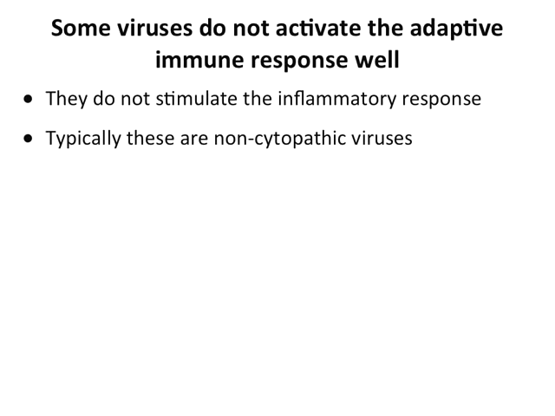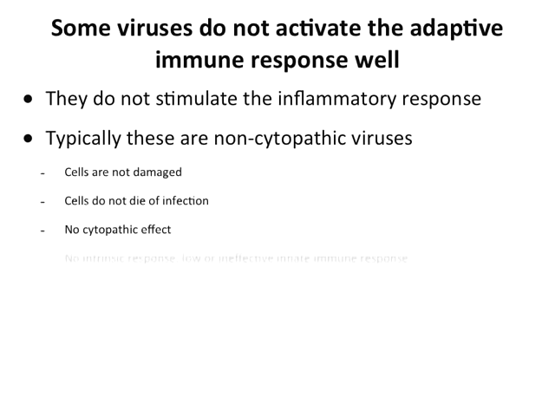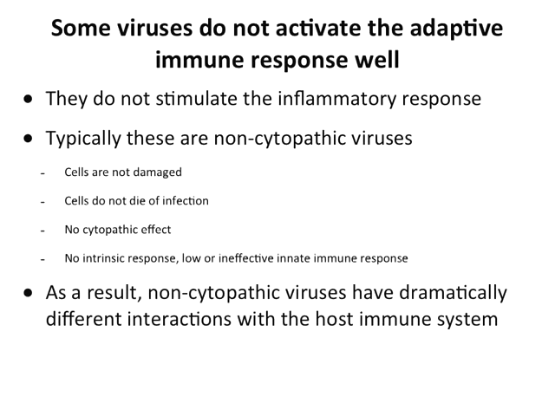And as I said, if you don't kill a cell, you don't release material that can be picked up by the dendritic cells. So cells are not damaged. They don't die of infection. There's no cytopathic effect. So you don't have an intrinsic response, and you don't have a very good innate immune response. So if you don't have an innate immune response, you don't have those cytokines produced, you don't have inflammation, and you never get to a good adaptive response. So the interaction of non-cytopathic viruses with the immune system is very different from cytopathic viruses because of all this.